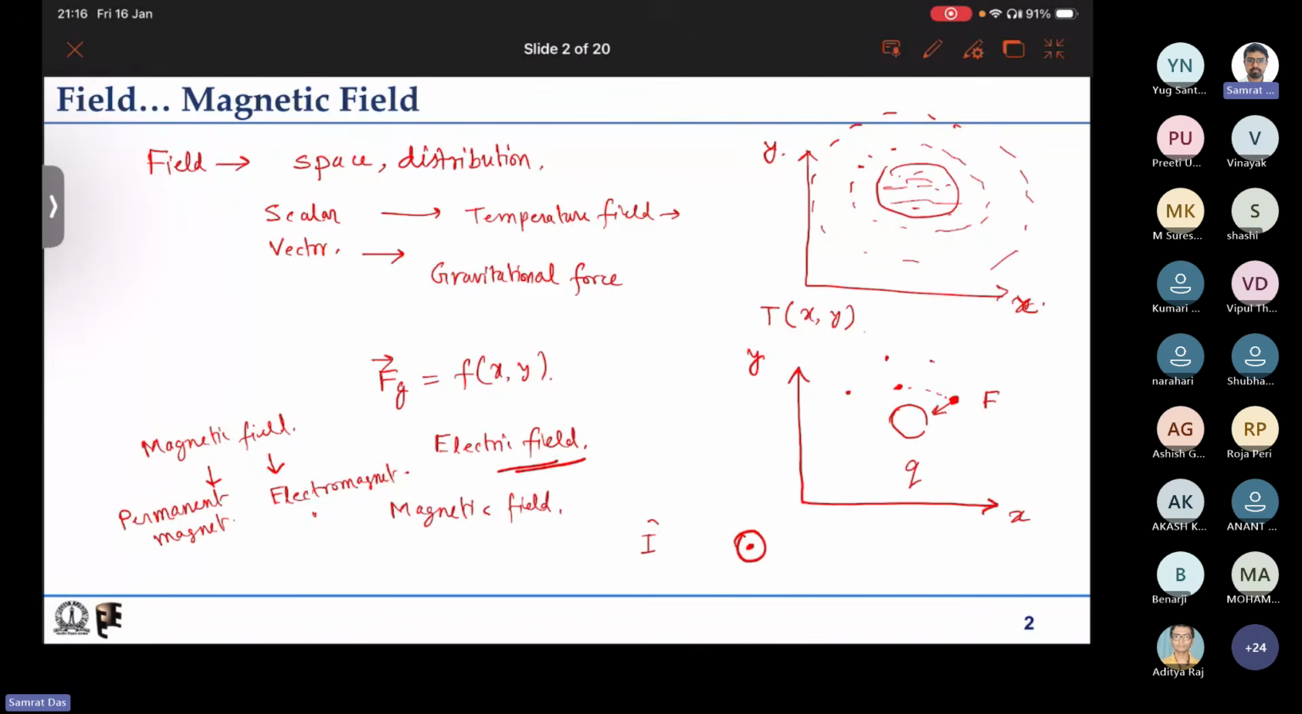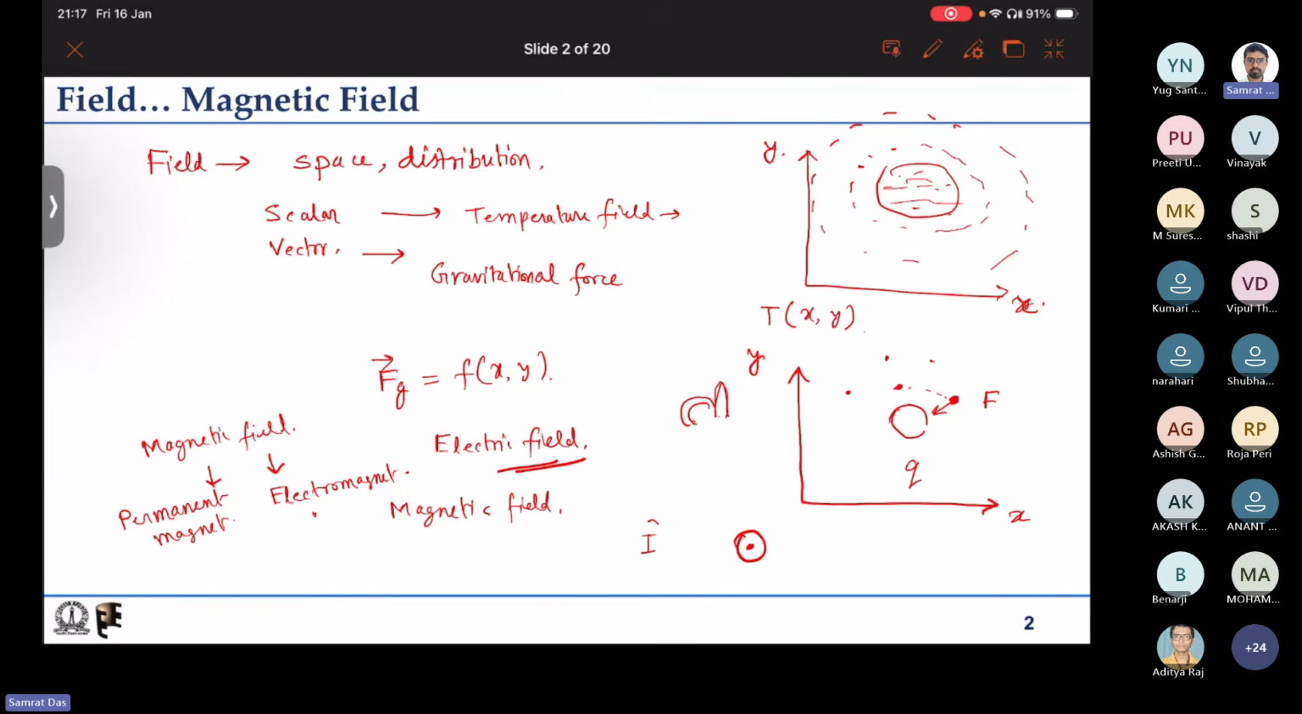If there is some steady current through any conductor, then there will be some magnetic field around. And how do we know the direction of the magnetic field? We use the right hand rule. If we make a fist with the right hand and the thumb points towards the direction of the current, then the other fingers will be pointing towards the direction of the magnetic field.